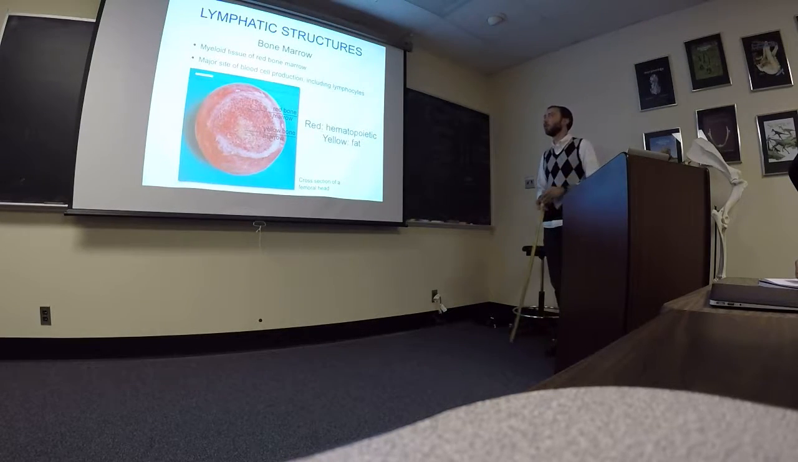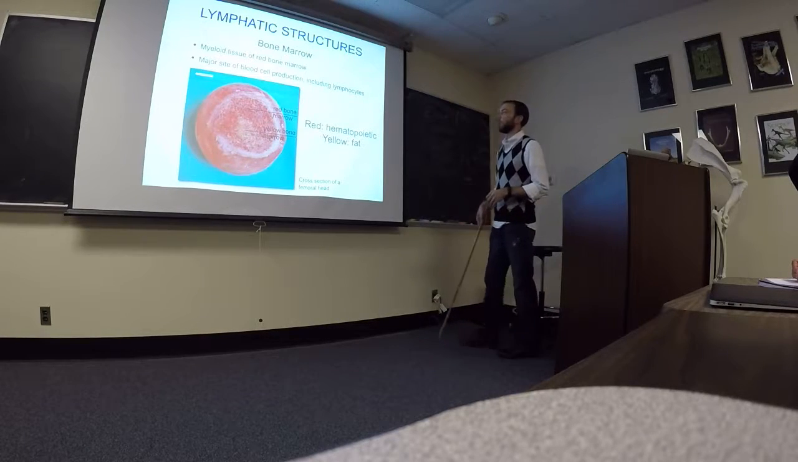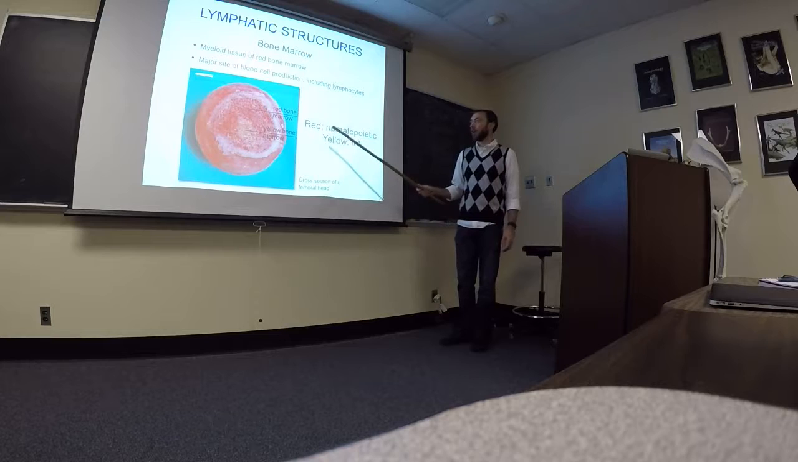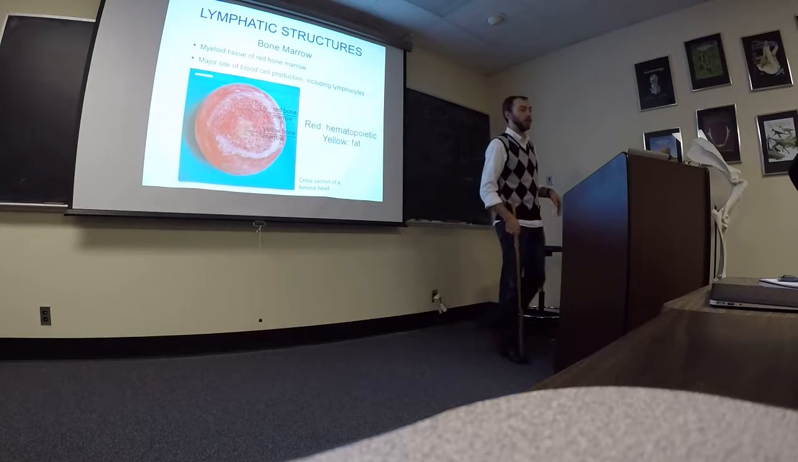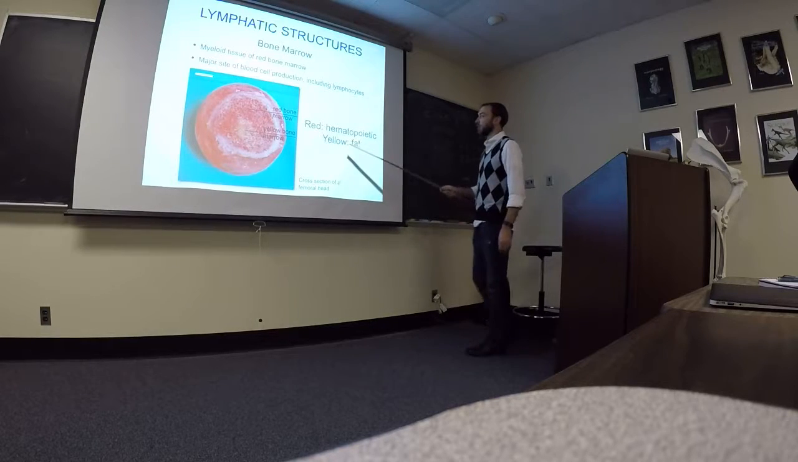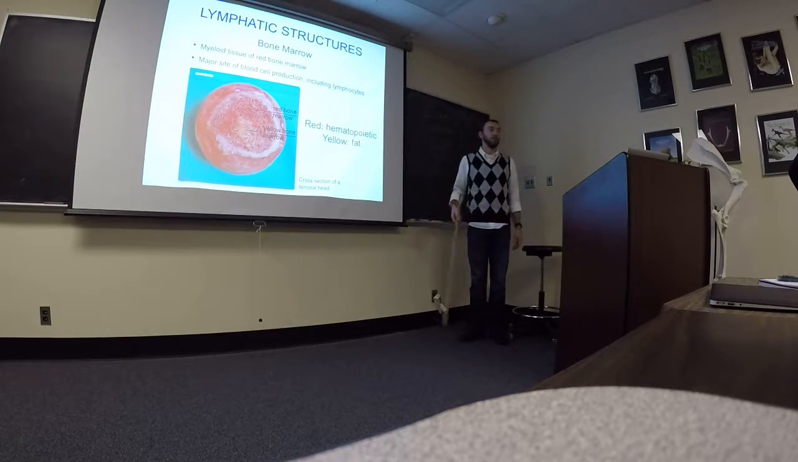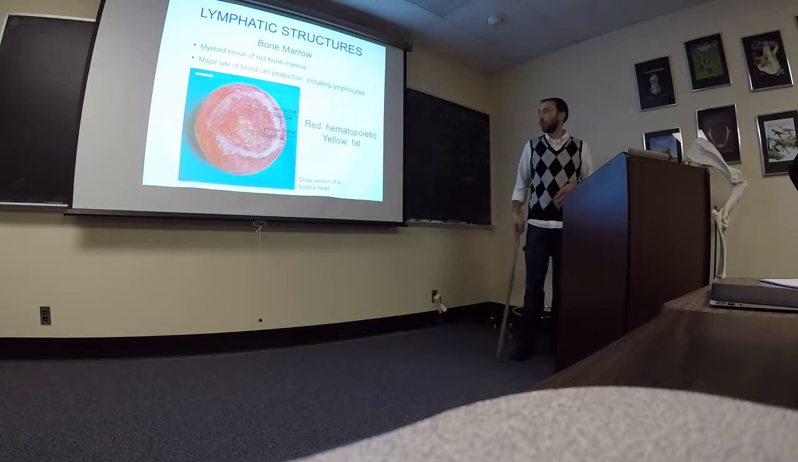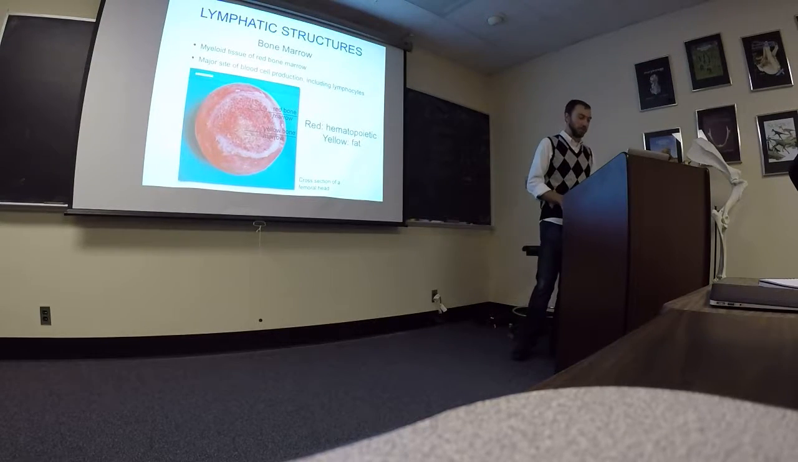All right, so bone marrow is a lymphatic tissue. There are 2 different types of bone marrow, red and yellow, and the red is what's involved in the lymphatic system. The red is hematopoietic, so this is going to be a site of manufacture of blood cells, including lymphocytes. The yellow part of the bone marrow is just fat, so don't worry about that.